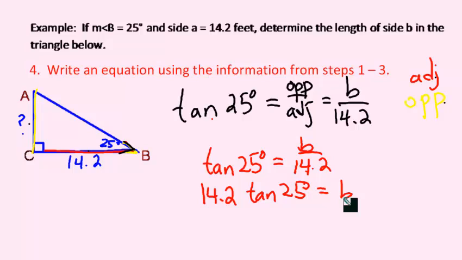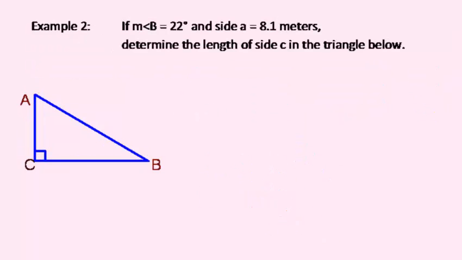If you type in 14.2 times tangent 25, and on some of your calculators you might have to do 25 first and then hit the tangent button. We can talk about that in class if you can't figure out how to get your calculator to work. But when you multiply the 14.2 by this tangent, you should get about, let's round it off, 6.6. That's the nearest tenth. That's why I'm using the approximately equal to sign to indicate that I did round that answer off.